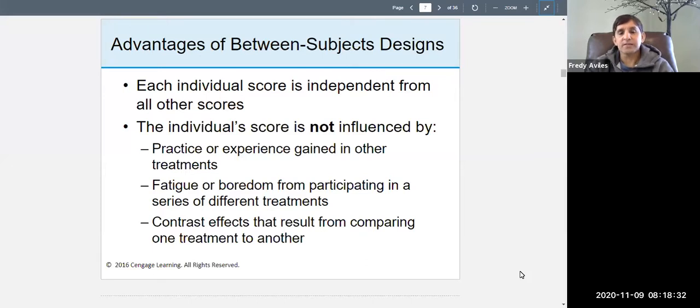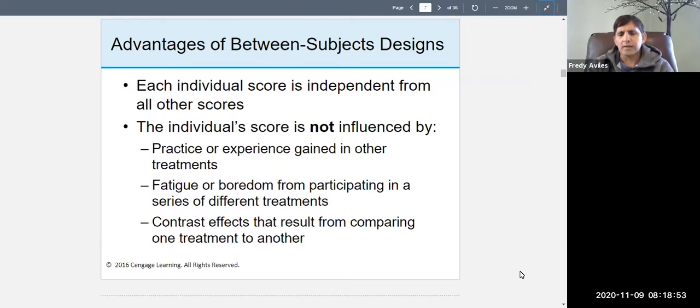So if you get to be, let's say, in the treatment group, right, the alcohol group, and you get to have real alcohol and you get really drunk, right? And then at some other time, you get to be in the control group where you get no alcohol, right? It will seem very different. That's called a contrast effect. And that can basically affect results.